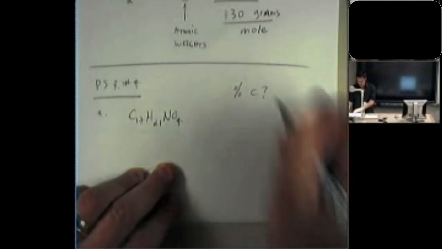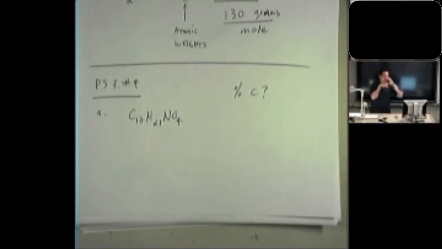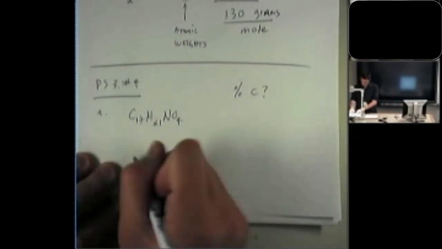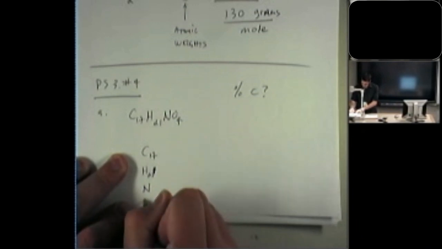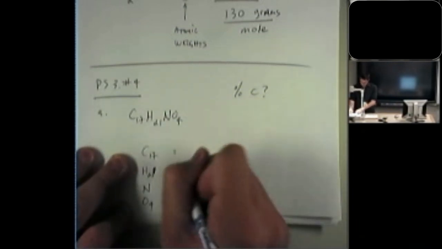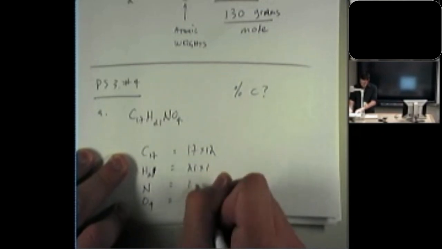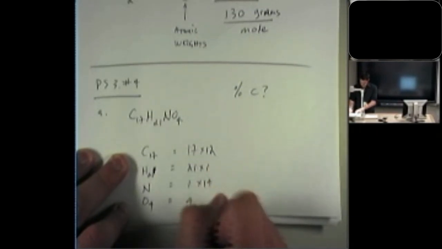The question is, what is the percent carbon? When I ask the percent composition of carbon, what I'm asking is how much of the molecular weight, what percent of molecular weight is made up of carbon. So first thing we have to do is calculate the molecular weight. So I've got H21, sorry. I got really excited with that one. NO4. So our formula weight, or molecular weight, is 17 times 12, 21 times 1, 1 times 14, and 4 times 16.